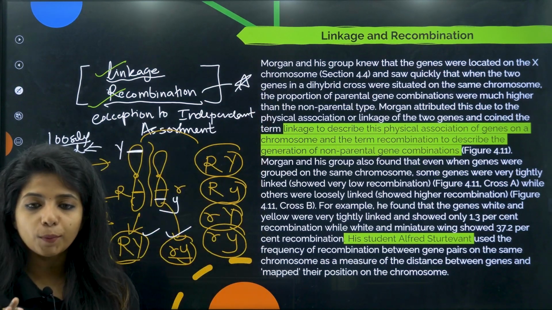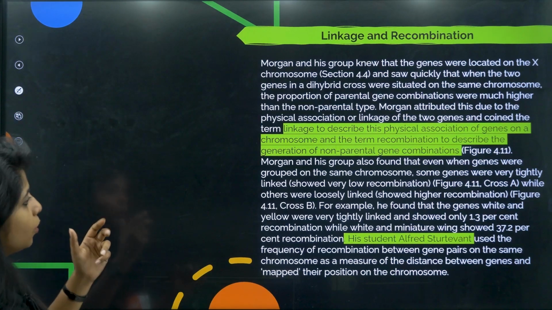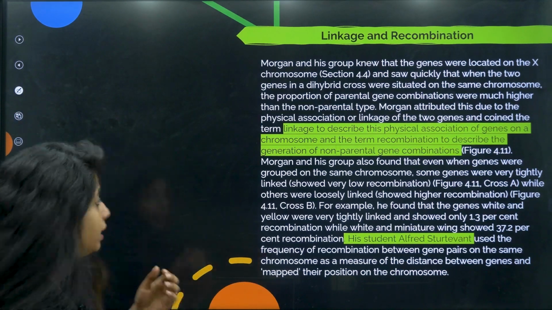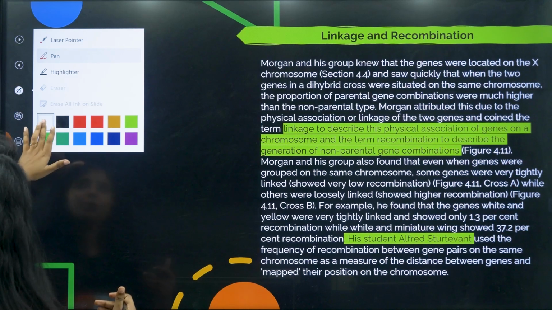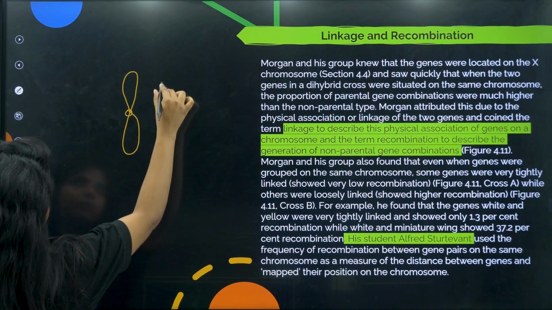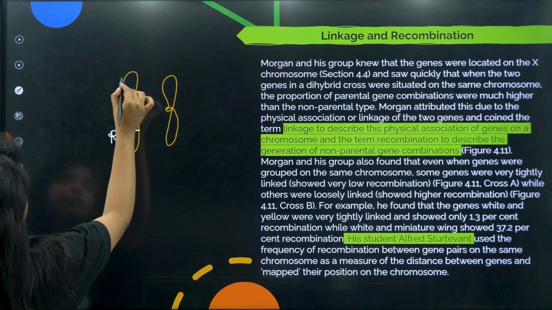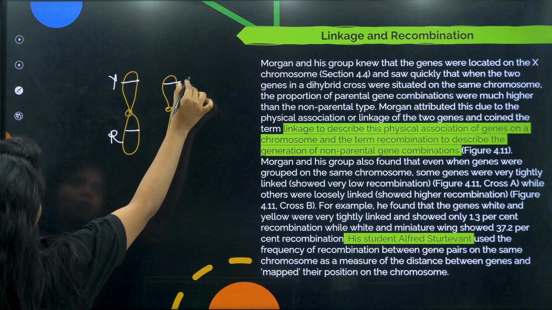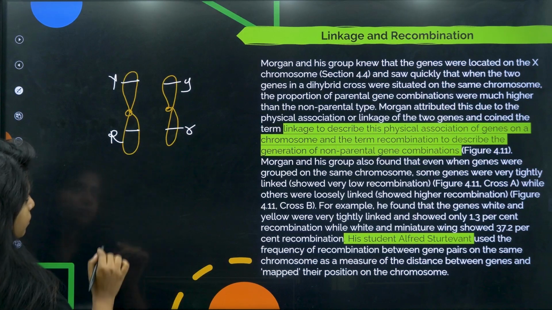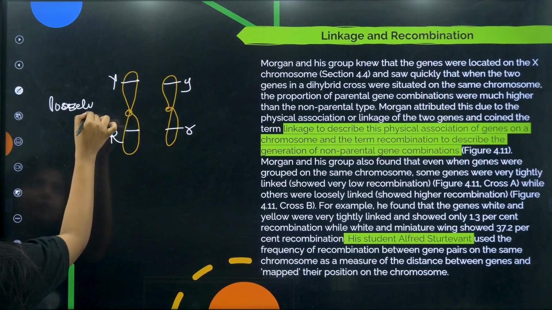So what happens in recombination is that the chromosomes, while they divide, okay. Now, the situation is where capital R is here, capital Y is here, small y is there, and small r is here. These are loosely linked.